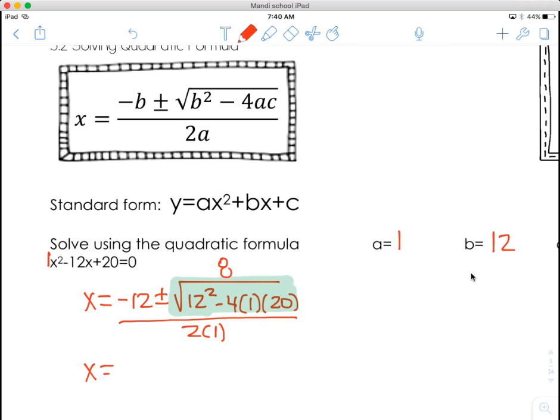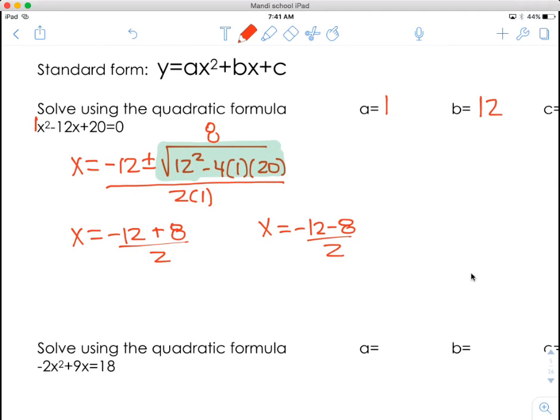So now we have x equals negative 12 plus 8 over 2, because 2 times 1 is 2, and x equals negative 12 minus 8 over 2. And just like we talked about in the lesson before, when you have an x squared, you almost always have 2 answers. So solve each one. Negative 12 plus 8 divided by 2, so x is negative 2. And negative 12 minus 8 divided by 2, and x is negative 10.